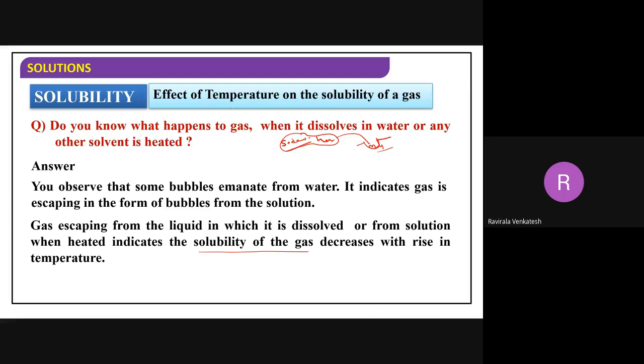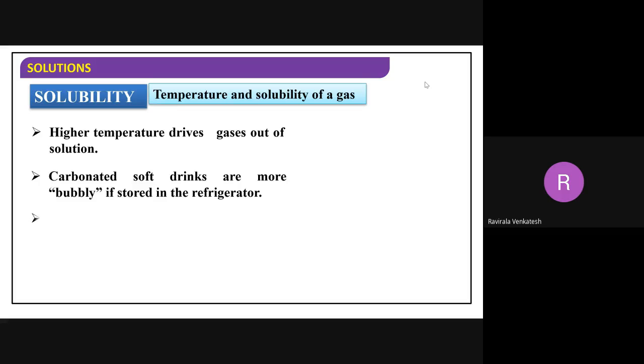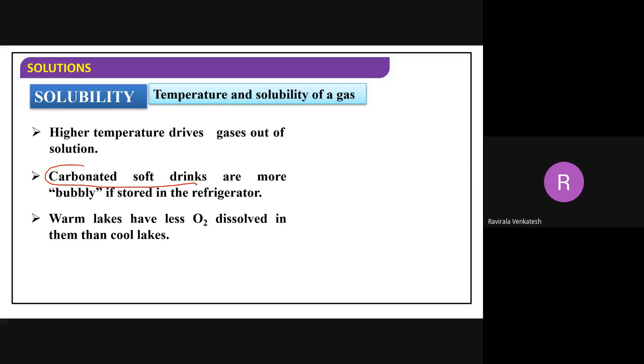So what I mean to say is the effect of temperature on solubility in gas-liquid solutions. What type of solution are we taking here? Gas in liquid solutions. In that case, temperature is inversely proportional to solubility, right? So the higher the temperature, the lower the solubility you get. Carbonated soft drinks are more bubbly if stored in the refrigerator. Warm lakes have less oxygen compared to cool lakes.